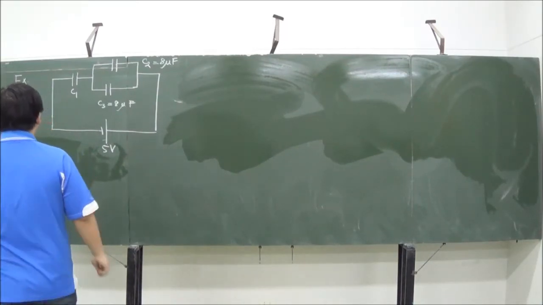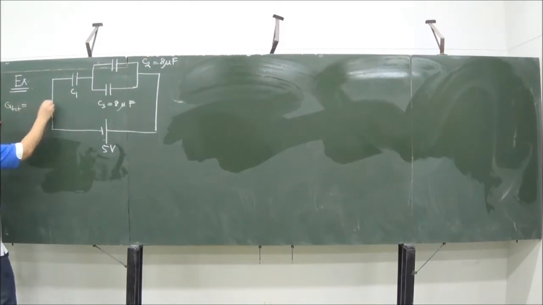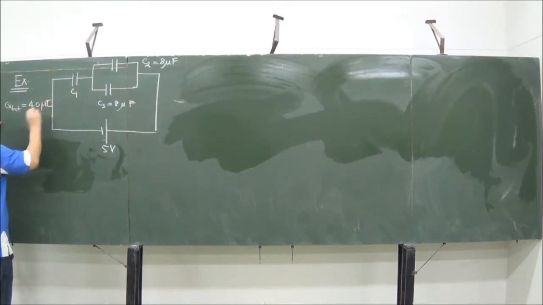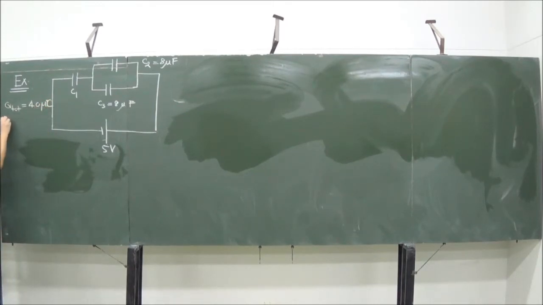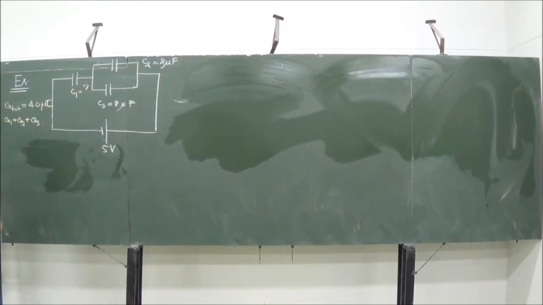What the question says is that the total charge stored in this system in C1, C2 and C3 is 40 microcoulombs, and this is Q1 plus Q2 plus Q3. And the question asks you to calculate C1. So how do we do this problem?